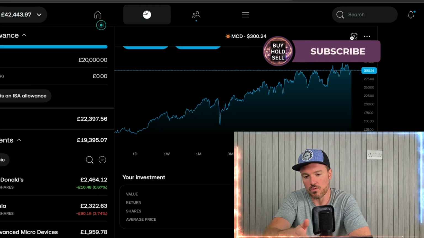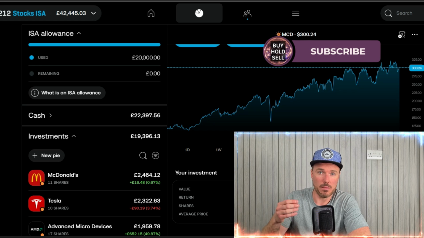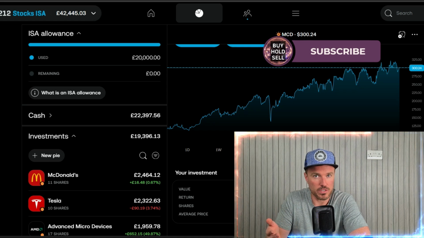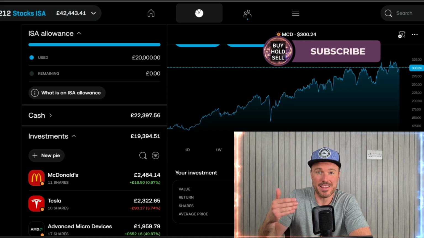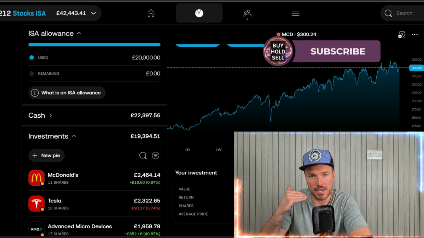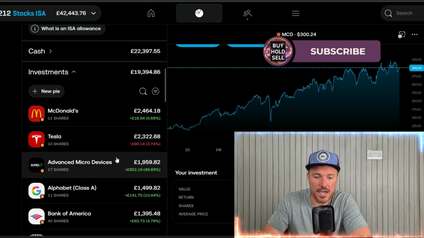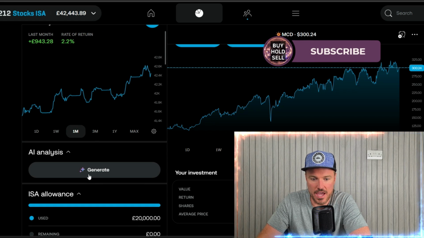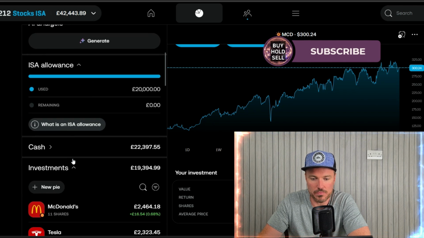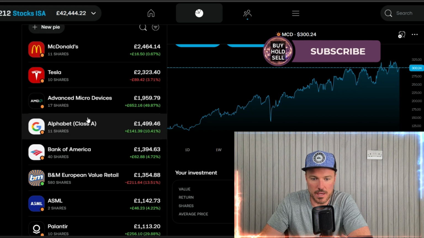The reason I've got so much free cash is not that I'm not bullish on the market. I'm actually a bit more bullish now than I have been. It's because this is something that I'm phasing in over time to get me the best dollar cost average. Anyway, as you can see, here is the AI analysis button. But before we play it, you can see the types of stocks that I'm in.